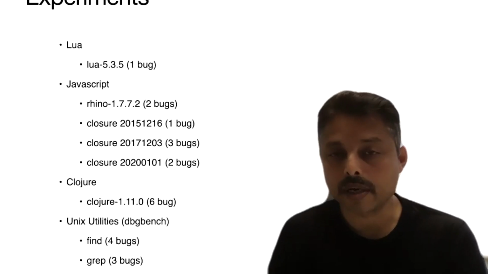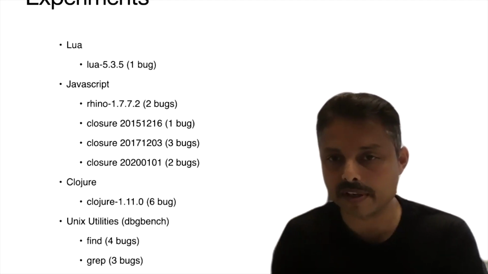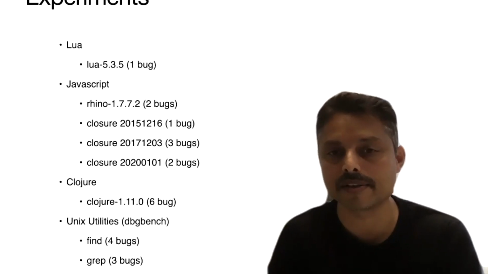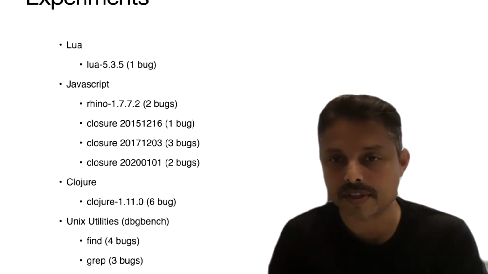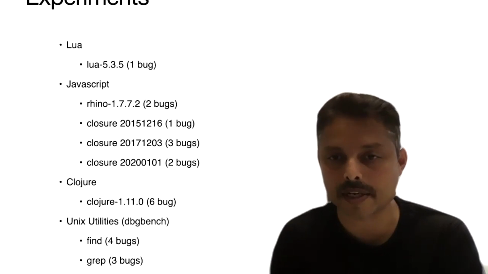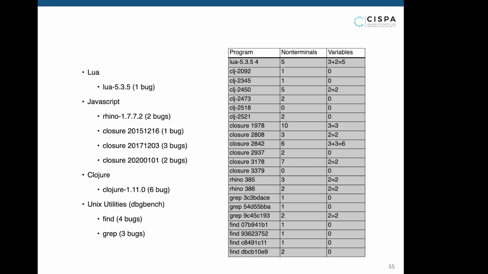So we also looked at a much larger set of real faults to make sure that DDSET actually works well in the real world. So we looked at 3 different languages and 4 different compilers and Unix utilities. And for each of these projects, we extracted the abstraction for each of these faults. And these were the results. So the first column is program, and the second column is non-terminals, which shows how many non-terminals we were able to extract from the fault.